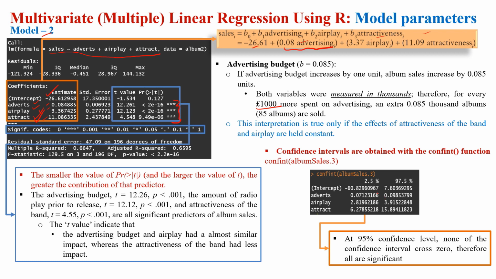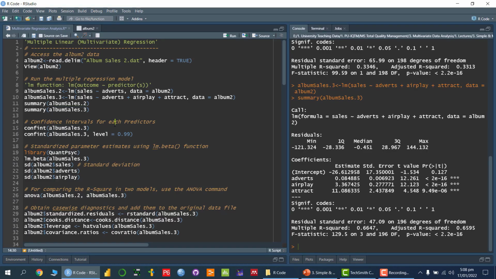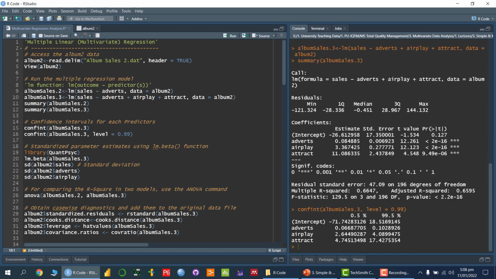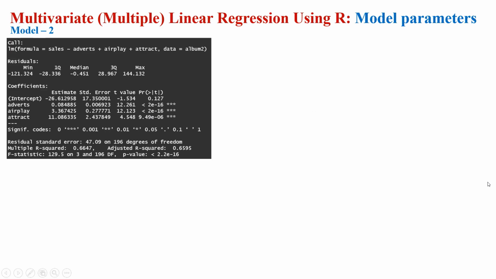Right now we are calculating a 95% confidence interval. If you are interested in finding the 99% confidence interval, what would be the command? That would be confint album sales 2 and level equal to 99. Now it is going to show us the 99% confidence interval.